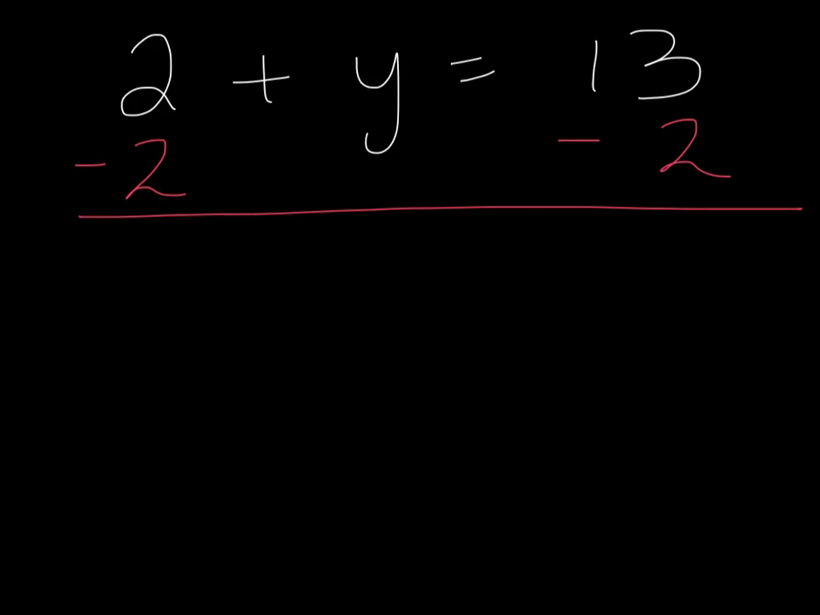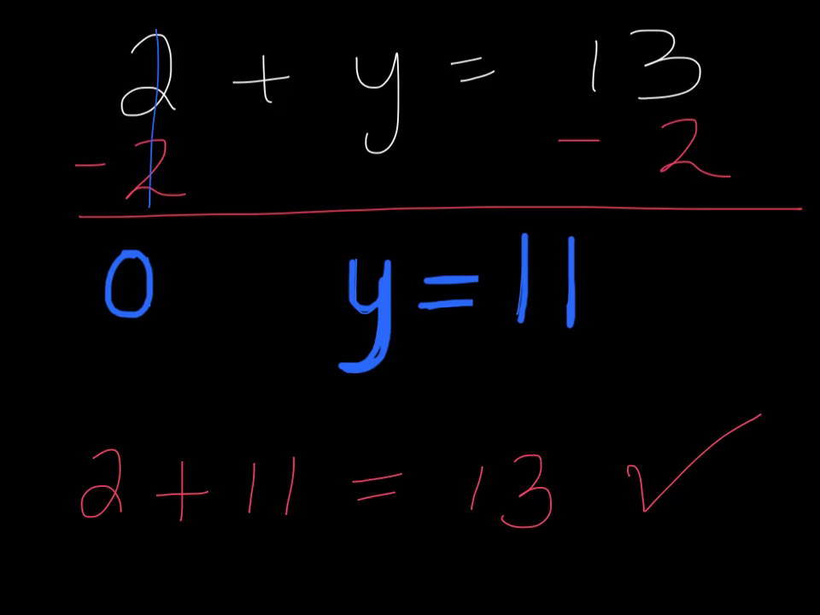So let's look how to do this. Since 2 is being added to y, we're going to undo that by using subtraction. So we have 2 minus 2. And the reason that we do minus 2 is because we want to get rid of this 2 here. So 2 is being added. We want to undo that by subtracting 2. And whatever we do to this side, we need to do to this side.